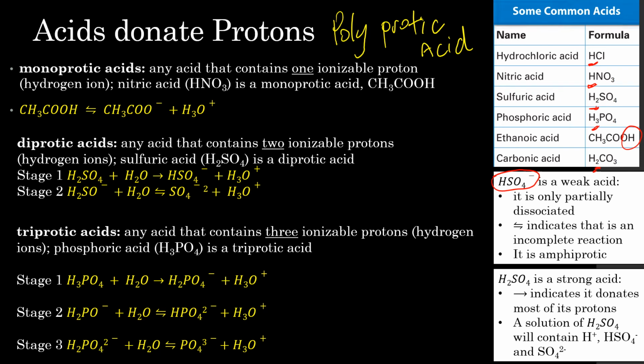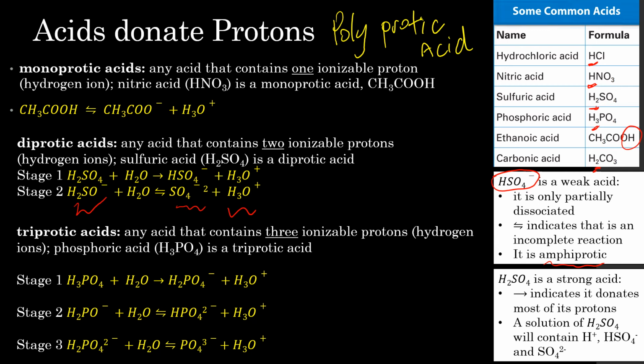So it can go on and further donate another hydrogen ion, or it can accept another hydrogen ion. So we say it's amphiprotic, and that means it can act as an acid or a base depending on whether it's accepting or donating hydrogen ions. So this is when we're looking at stage 2. So we've got here HSO4 minus plus water will leave a sulfate ion, it's SO4 2 minus, and the hydronium. So there's 2 stages of dissociation for diprotic acids.